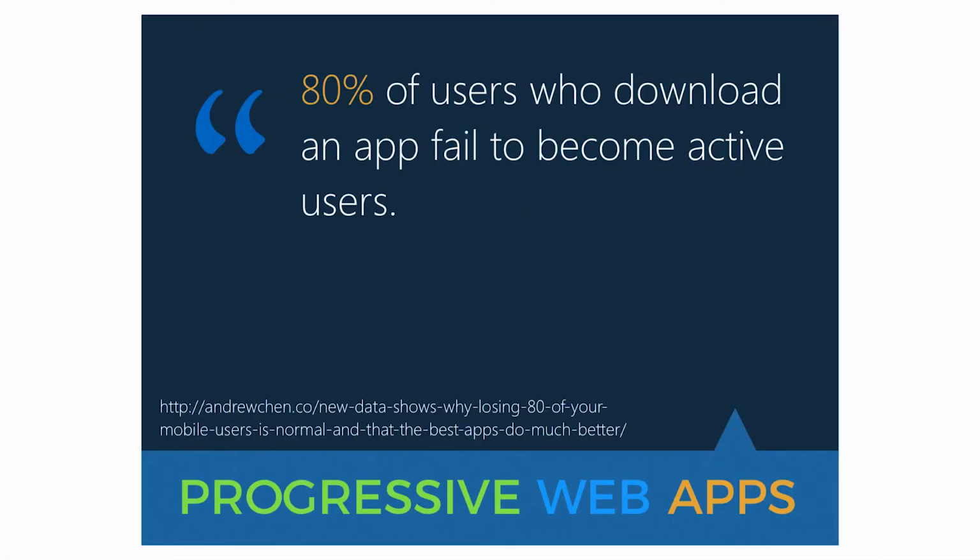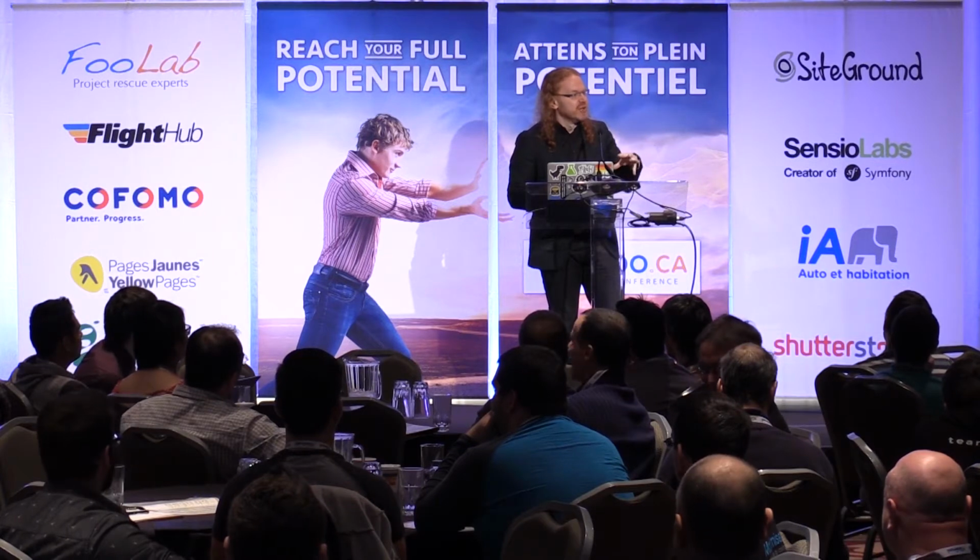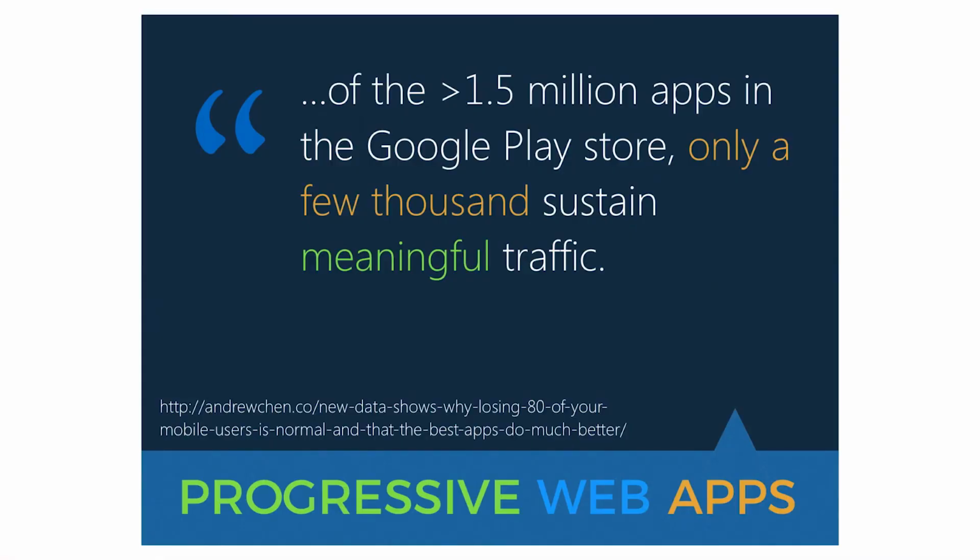80% of users who download an app fail to become active users. They try it and then they basically discard it and let it rot and get deleted. I challenge all of you to take your phone out and look at all the apps. And I have a Huawei Honor. It actually shows me which apps I haven't used for a long time. I think the icon should start rusting and falling apart when you don't use them and then just vanish. That'd be great. Of the 1.5 million apps in the Google Play Store, only a few thousand sustain meaningful traffic.